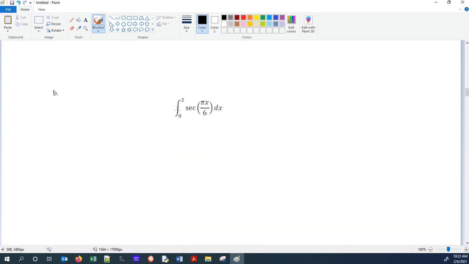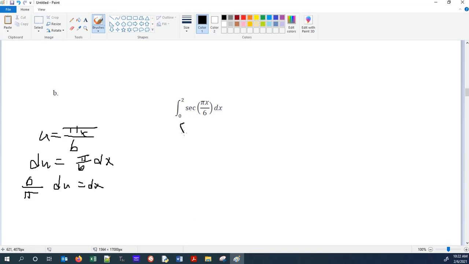All right, let's try the next one. We've got a definite integral, I see. We'll let u equal pi x over 6. So du is equal to pi over 6 dx. That makes 6 over pi du equal dx.